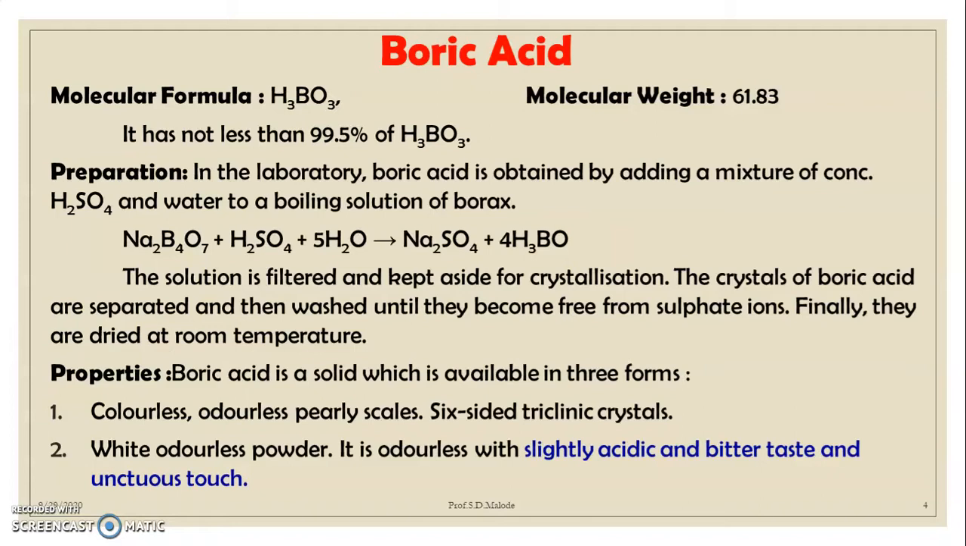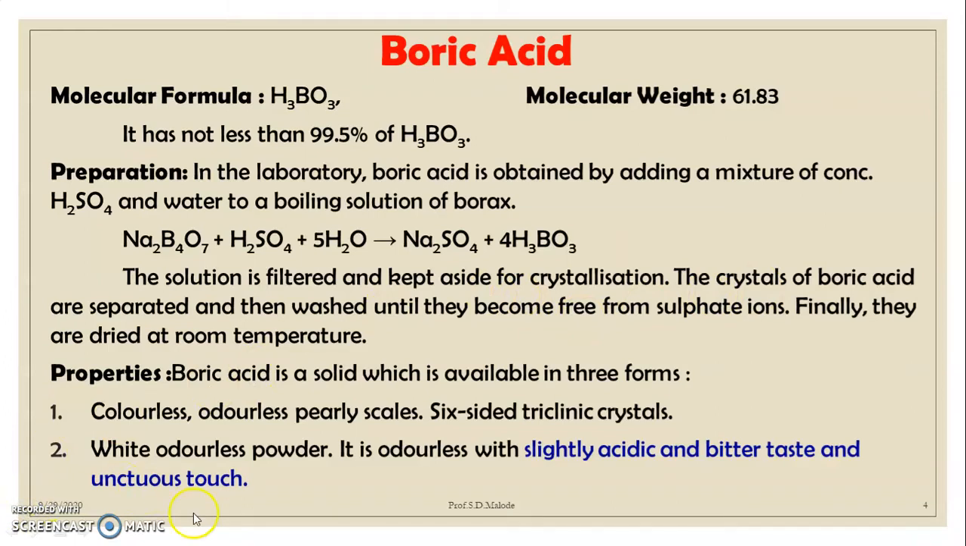The preparation of boric acid in the laboratory. Boric acid is obtained by adding a mixture of concentrated sulfuric acid and water to the boiling solution of borax. The reaction involved in this preparation is Na2B4O7, that is borax, plus H2SO4 plus 5 water molecules, that will give the formation of sodium sulfate, which goes with the water, and the crystals of H3BO3, that is boric acid, are obtained.